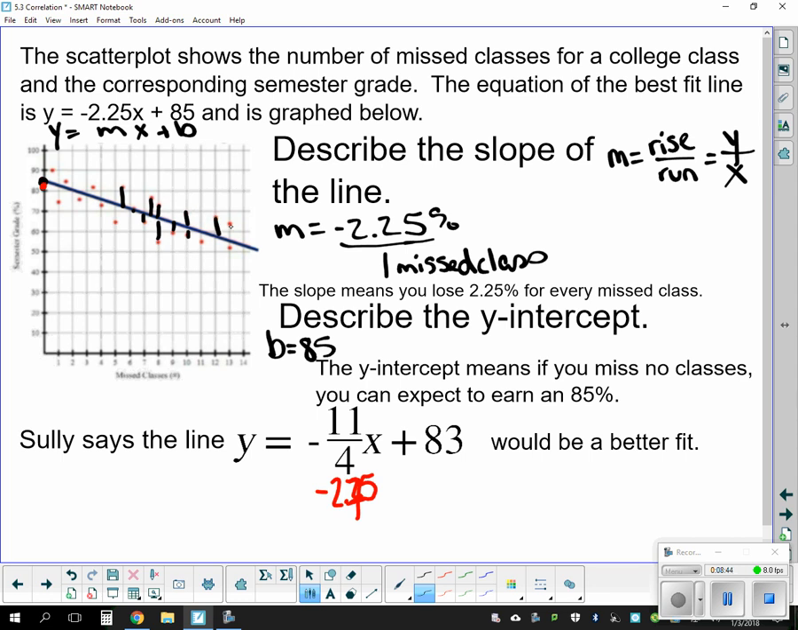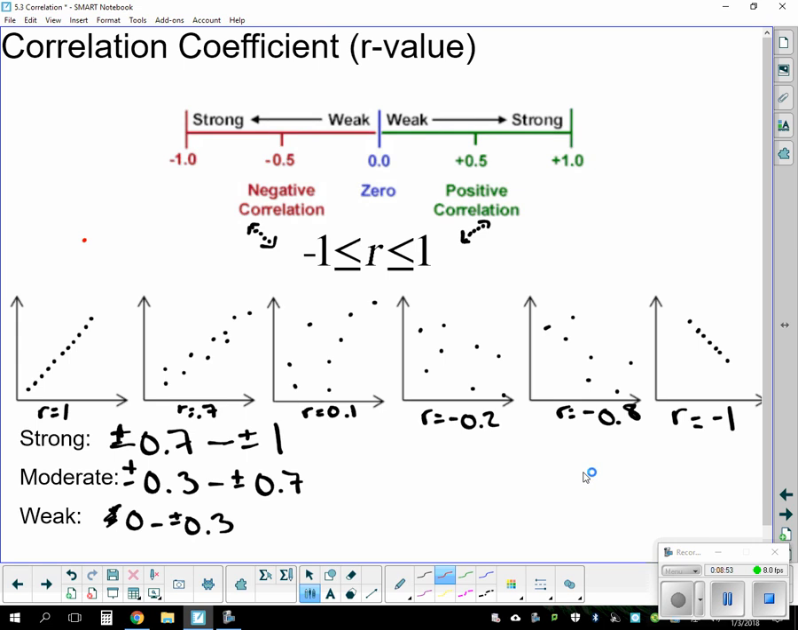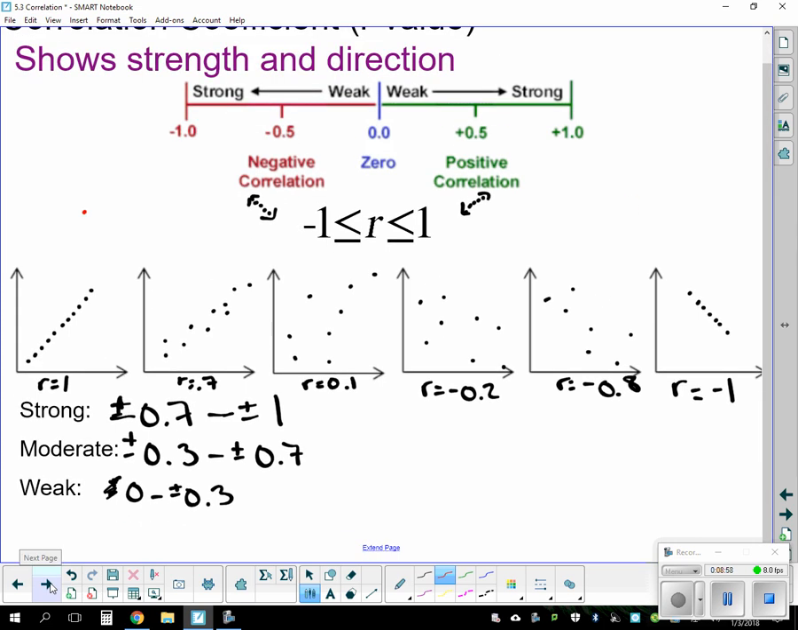You won't have to calculate these by hand. I will show you how to do it in the calculator, but that's where this R is coming from. It's coming from how far away those are. Okay? All right.